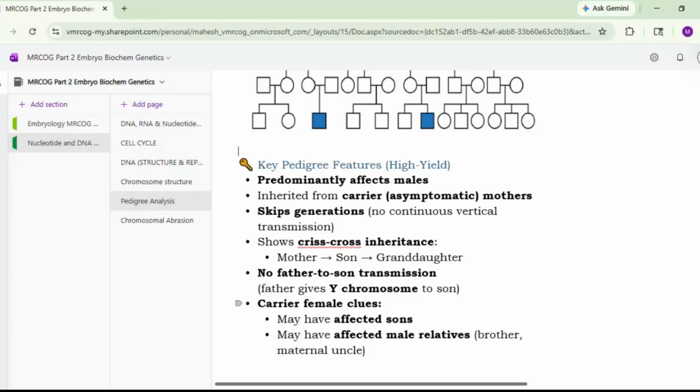Then carrier female clues: she may have affected sons and may have an affected male relative, either a brother or maternal uncle. These questions mainly come in part 2 of MRCG, so this particular information is very important. Even in part 1, they can ask you about carrier female clues. If you have affected sons, that means the mother will be a carrier. She is not suffering, but she will be a carrier. Or she may have an affected male relative, that is a brother or maternal uncle.